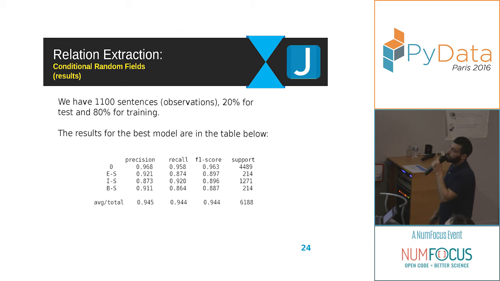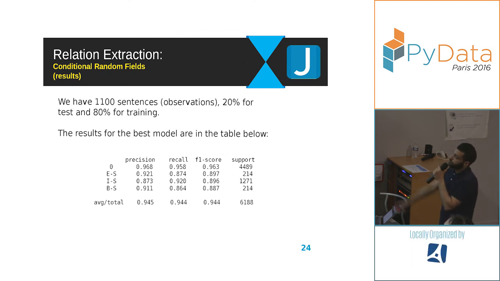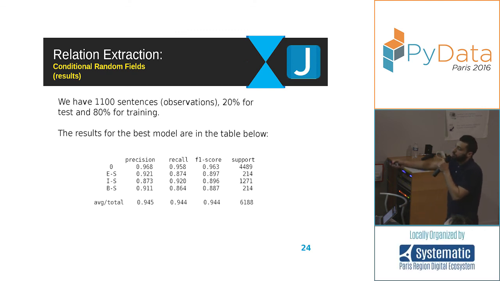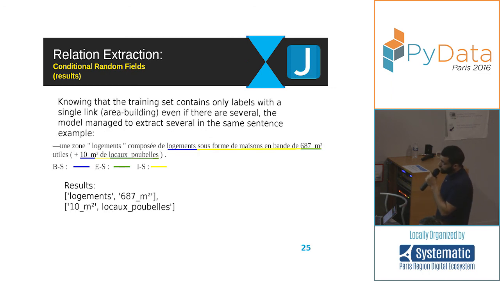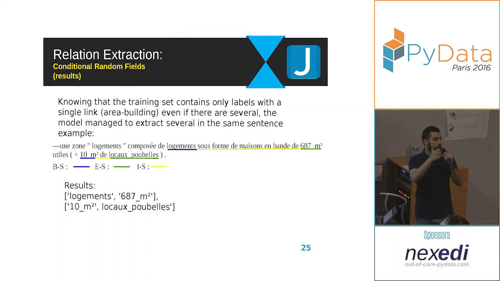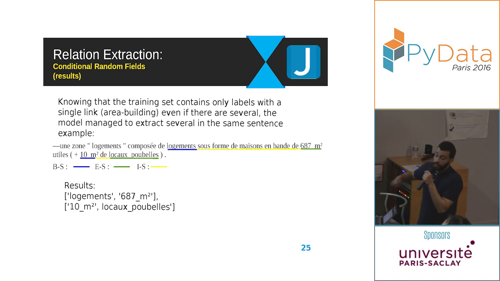These are the results on 1K sentences, 20% of them for test and 80% for training. We had 85% of good classification. We also noticed something: knowing that all the training data contained only one link, one building with one area, after training, the model could detect even if there is more than one link.